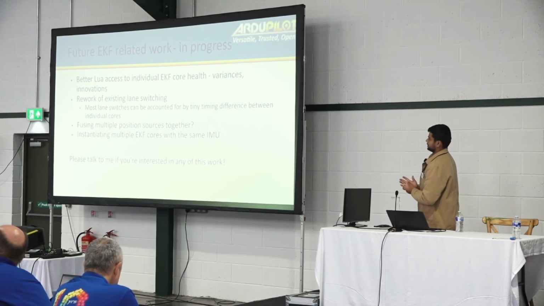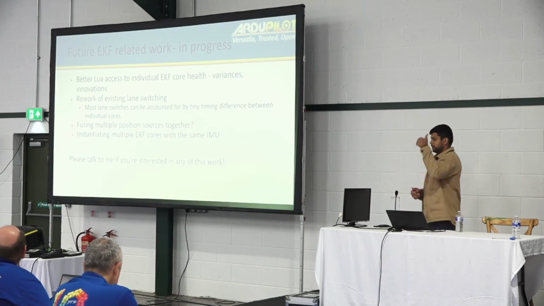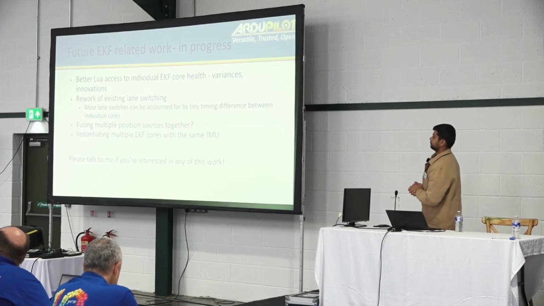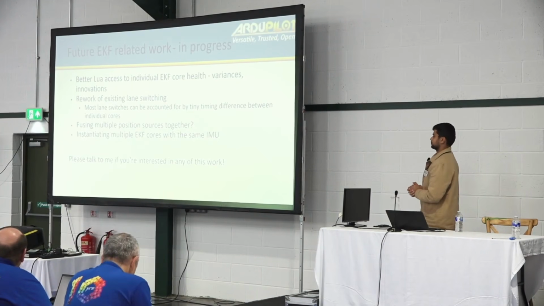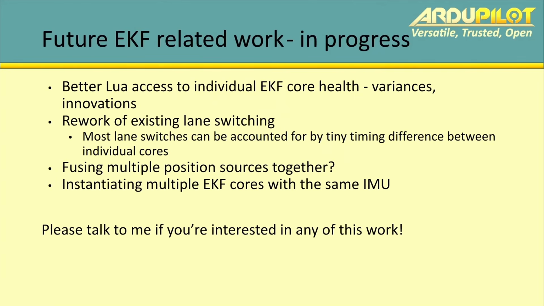And then some of the other things that I want to do is fuse multiple position sources together. We can fuse multiple velocity sources, but we can't fuse multiple position sources yet. So that is coming. I have a PR for that. And the last thing that I really want to do is what Josh was talking about, move away from the core being so linked to individual IMUs. So if you have a flight controller that only has one IMU, I still want to be able to run multiple EKFs on it.